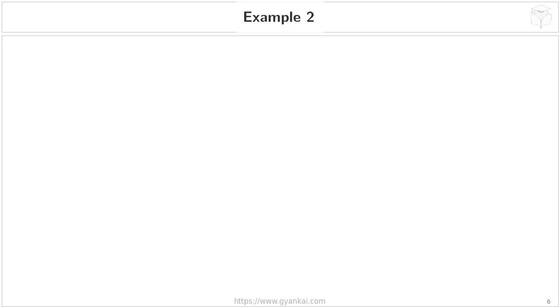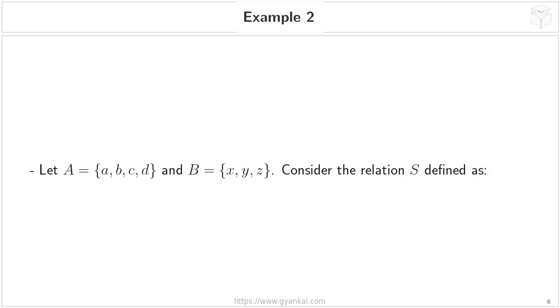Example 2. Let's move on to our second example. As you recall from the previous slides, we're working with relations and finding their domain and range. Here, we're given two sets. Set A, which contains the elements B, C, and D, and set B, which contains the elements X, Y, and Z. We have a relation called S, and it's defined as a set of ordered pairs.